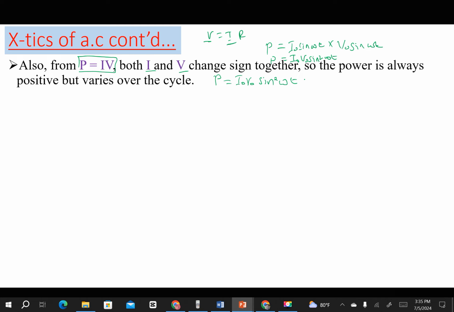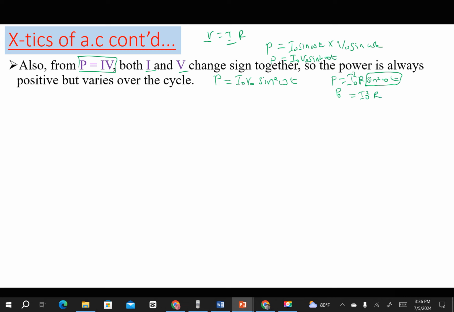If I take you back to the previous equation, which we had, it was power equals I naught squared R sine squared omega t. We could see that the maximum power here is going to be obtained when sine squared omega t is equal to 1. And when this is equal to 1, it means the maximum power, which I would call P naught, is going to be equal to I naught squared times R.